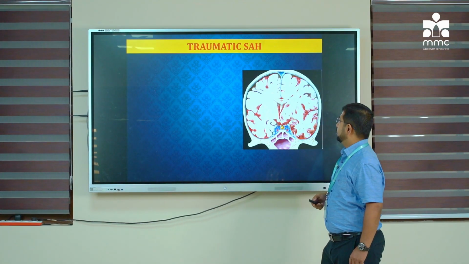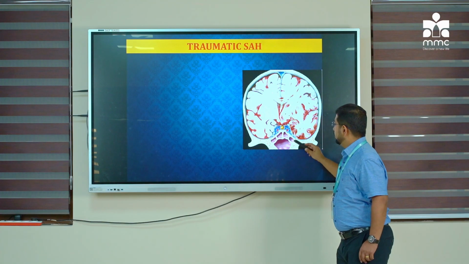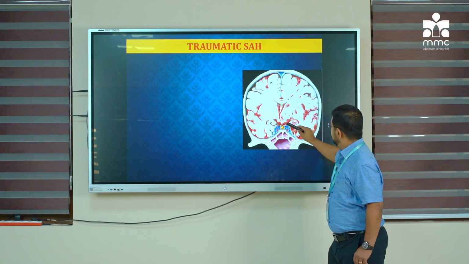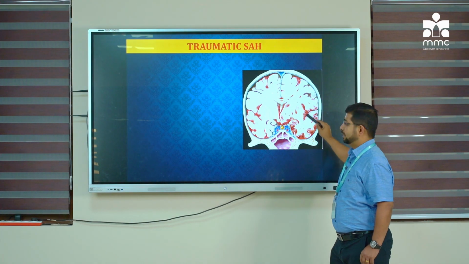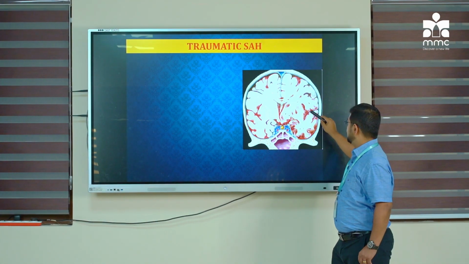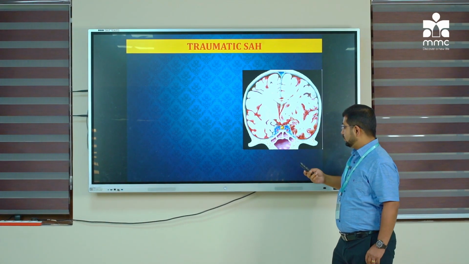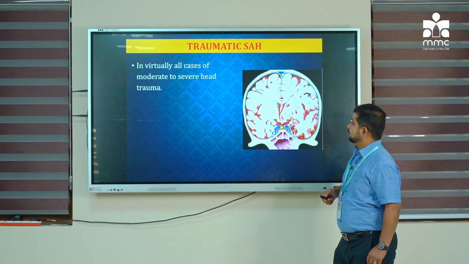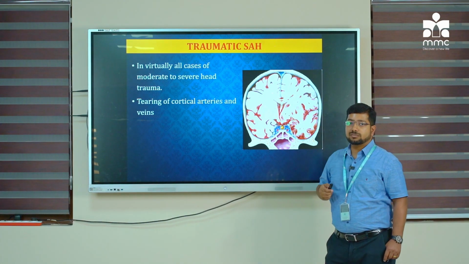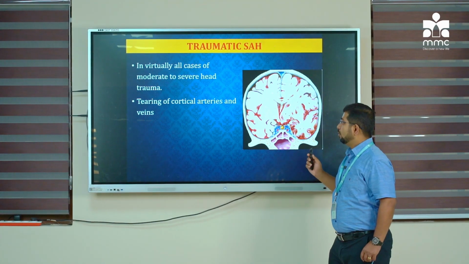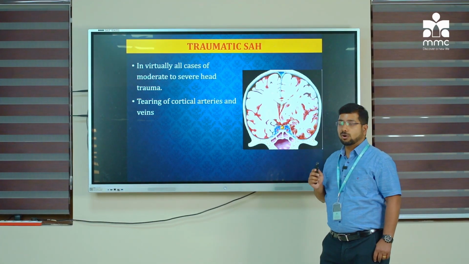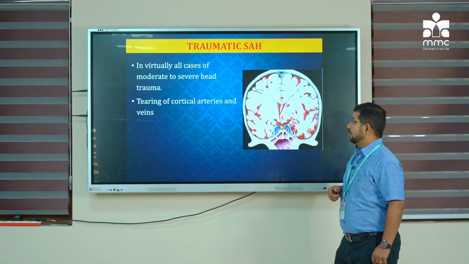Coming to subarachnoid hemorrhage. So you can see there is blood ruptured in the subarachnoid CSF space. So where there is supposed to be CSF, there is blood. This is called subarachnoid hemorrhage. In most cases of head trauma, subarachnoid hemorrhage will occur. It is one of the most common hemorrhages which occurs in a road traffic accident.